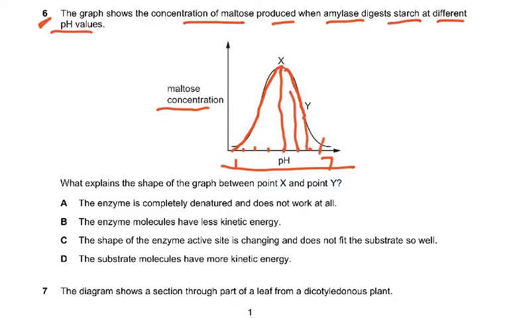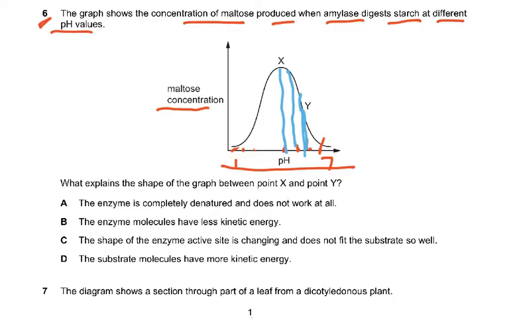So what explains the shape of the graph between point X and Y? So some maltose is still being produced. You've got to understand that there's not zero maltose. The maltose concentration at this point between X and Y, I'm just going to rub this off a bit and then make you see it. So between X and Y, there is still maltose concentration, and then the maltose concentration is decreasing and decreasing and so on. So the answers to this, which they're asking you to find out which is the correct answer, the enzyme is completely denatured.